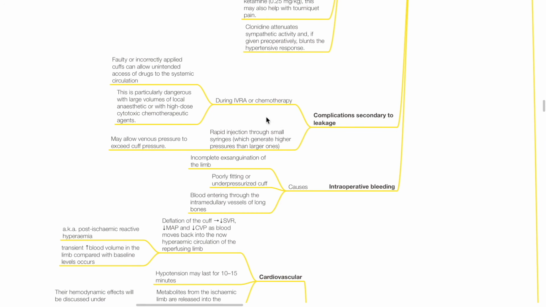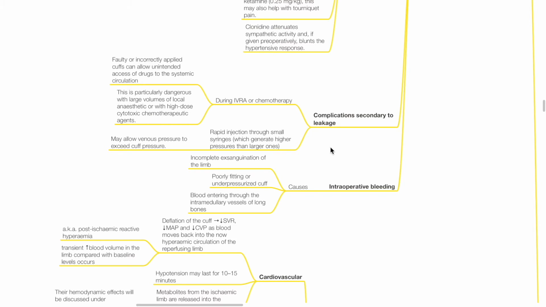During IVRA or chemotherapy, faulty or incorrectly applied cuffs can allow unintended access of drugs into the systemic circulation. This is particularly dangerous when large volumes of local anesthetic or cytotoxic chemotherapeutic agents are injected. Rapid injection through small syringes can generate higher pressures than larger syringes, and this may allow venous pressure to exceed cuff pressure and drug access into the systemic circulation.